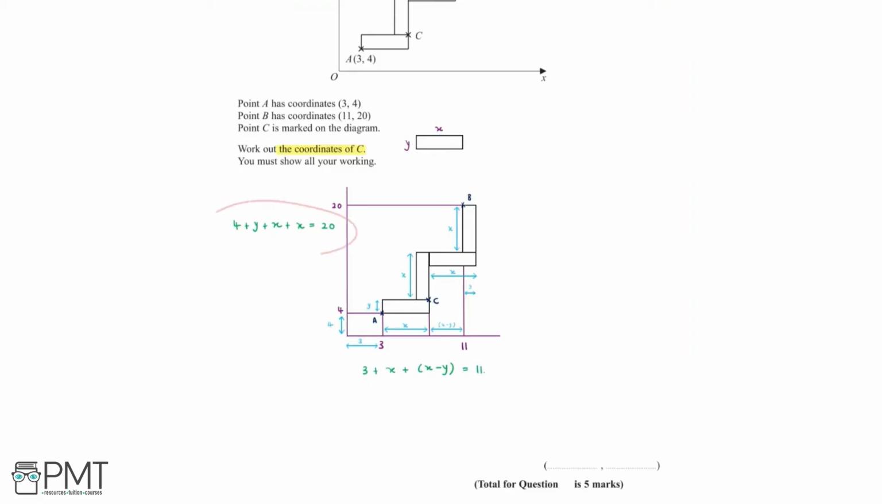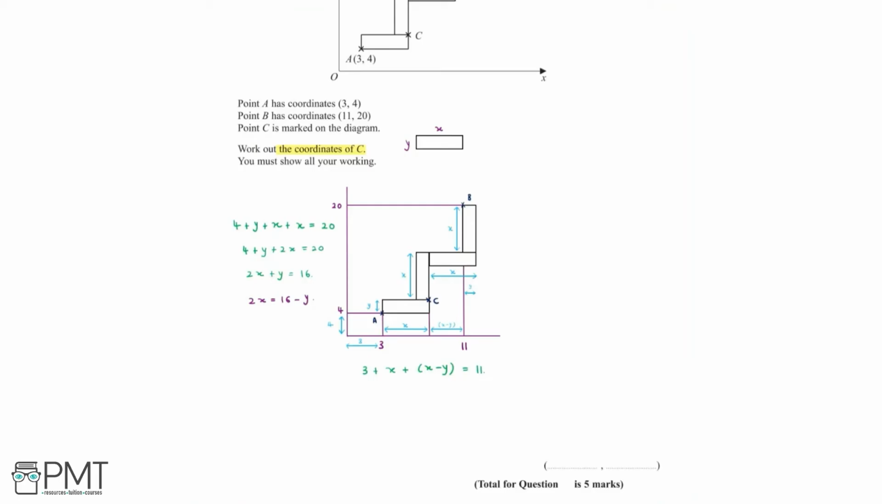We can start with the vertical length. 4 plus y plus x plus x is equal to 20. We know that x plus x is equal to 2x, and so 4 plus y plus 2x is equal to 20. Now we can move the 4 over to the other side by subtracting 4 on each side, and so we end up with 2x plus y is equal to 16. Finally, we can end up with an expression for 2x by moving the y to the right hand side, and therefore saying that 2x is equal to 16 take away y.